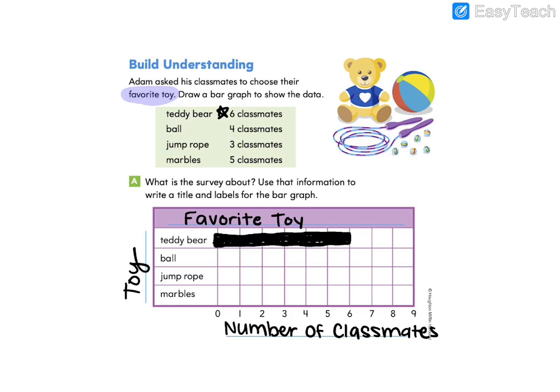Pause the video if you need any more time to complete your bar graph. Your bar graph should look similar to mine. 4 people chose the ball, 3 people chose the jump rope, and 5 people chose marbles.